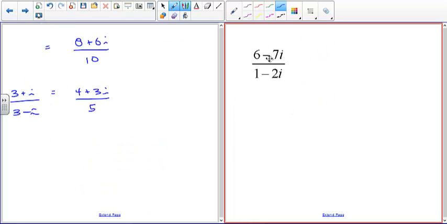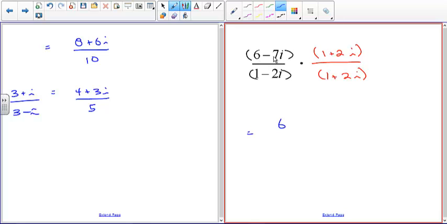Okay, so here's another example. Again, it's a division. So I'm going to put these parentheses here. We're going to multiply it by the complex conjugate of the denominator, both in the numerator and the denominator.